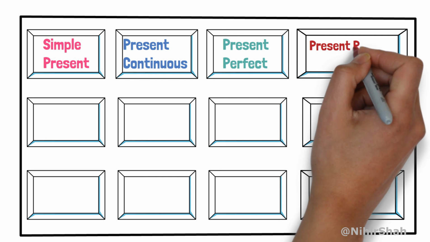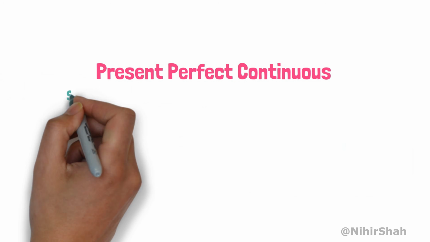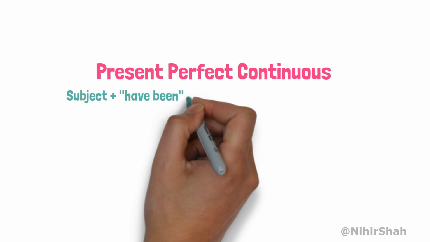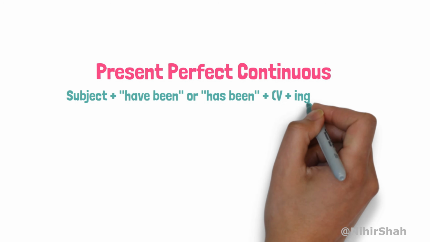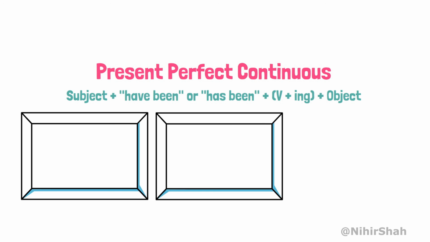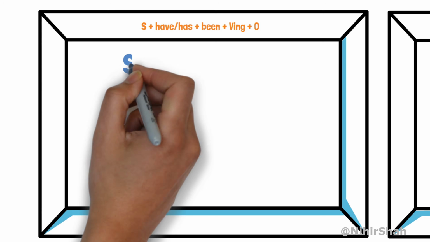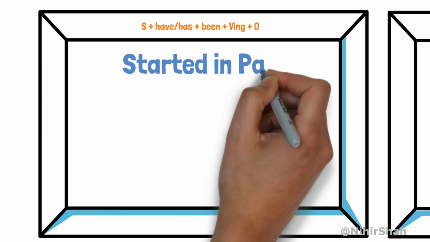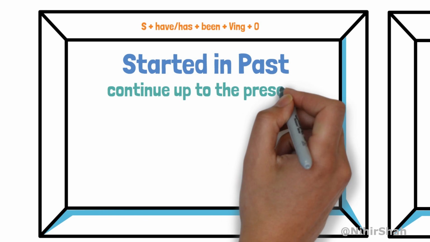Number 4, present perfect continuous tense. The sentence structure is subject plus have been or has been plus base form of verb plus ing, which is verb's ing form plus object. The present perfect continuous tense is typically used in the following contexts. Number 1, to describe actions or situations that started in the past and have continued up to the present moment.